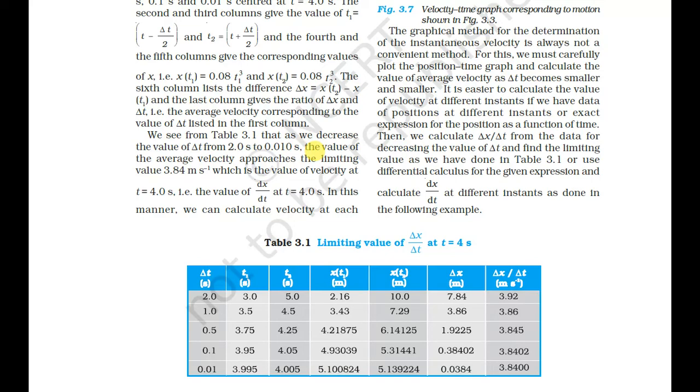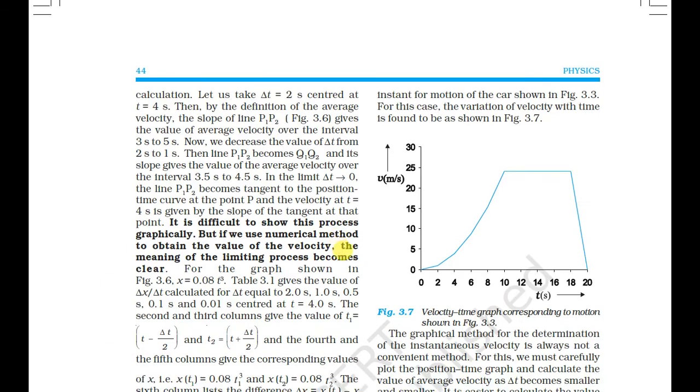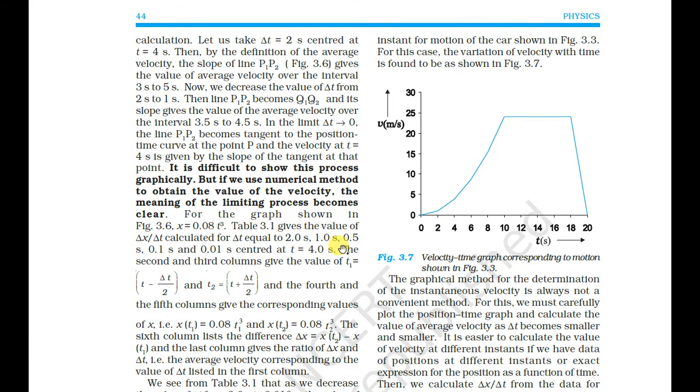So we see from table 3.1 that as we decrease the values of delta t from 2 seconds to 0.01 seconds, the value of average velocity approaches the limiting value of 3.84 meters per second, which is the value of velocity at t equal to 4 seconds, the value of dx by dt at t equal to 4.0 seconds. In this manner, we can calculate the velocity at each instant of motion of a car.